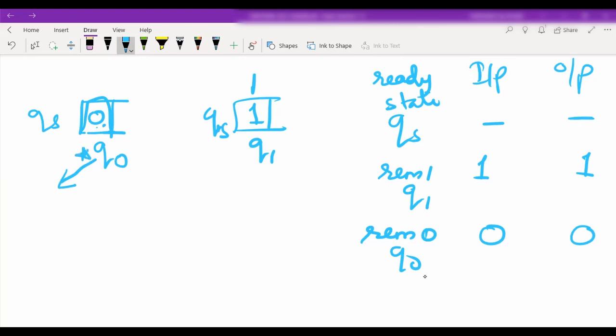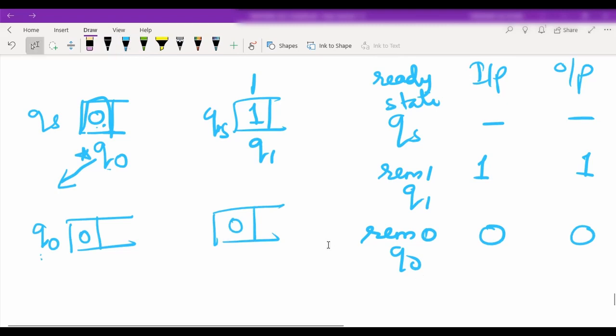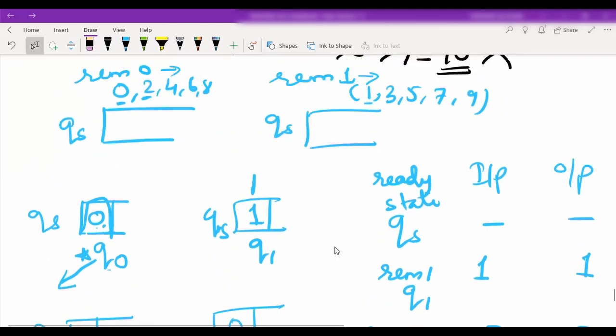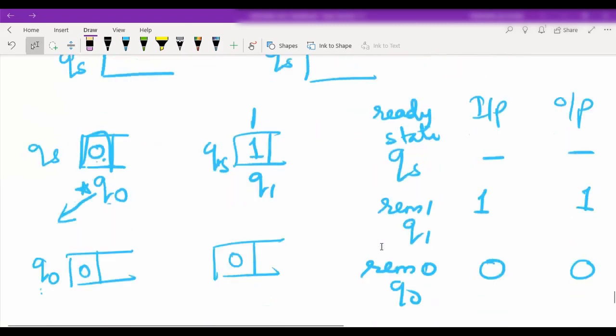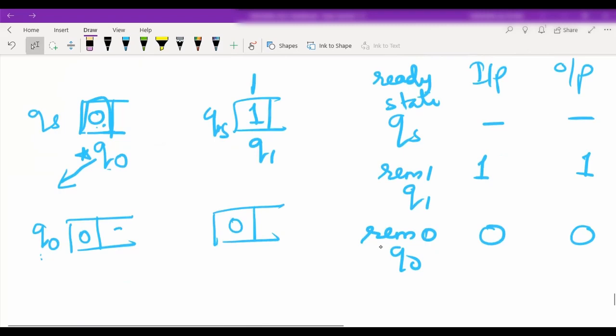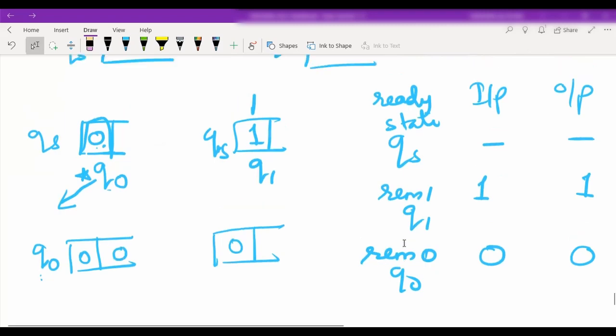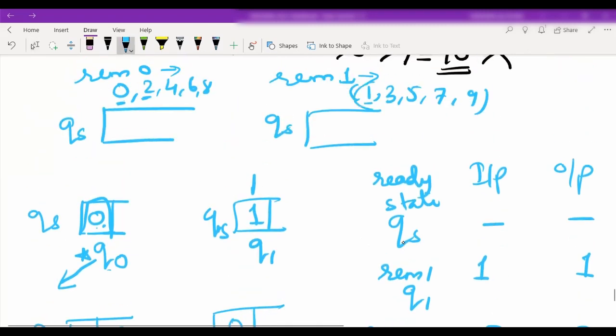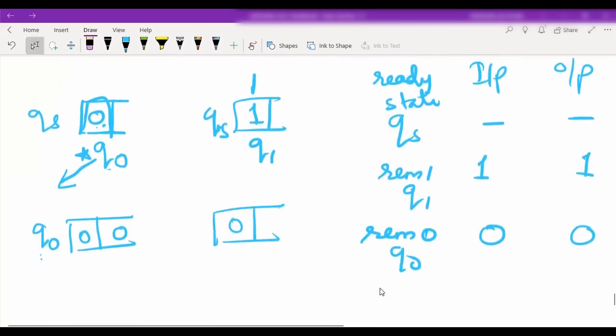I will mark this as a final state. So we will consider this Q0 as a resultant state, and now we are going to consider that as the current state. Now from Q0 we can consider the two sets: set remainder 0 and set remainder 1. So I can consider the next bit as 0 only, so this is 0, and the next bit from set 1 I can consider as number 1.